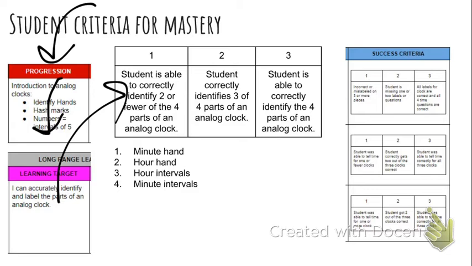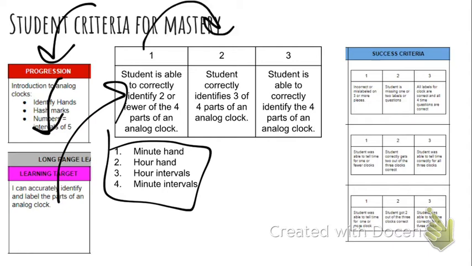So, for example, for a 1, a student is able to correctly identify 2 or fewer of the 4 parts of an analog clock. So if they're only able to get the minute hand and the hour hand, they're forgetting some of these other things, okay? And these are the 4 things that I'm looking for, so I just wanted to make sure I knew of them. I need the minute hand, the hour intervals, and the minute intervals. And as you can see, for a 2, they got 3 out of the 4, and to get a 3, they would get all 4.